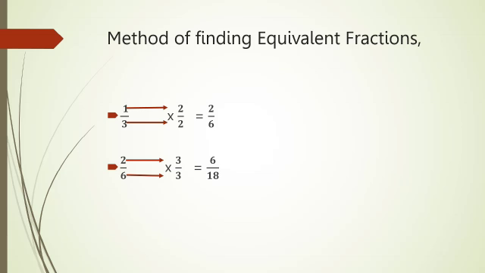Look at the second fraction. Now I am going to find the next equivalent fraction. Take 2 by 6. I am going to find the other equivalent fraction of 2 by 6. Now when we multiply 2 by 3, it will become 6, and when we multiply 6 by 3, it will become 18. So from here we can say that 1 over 3, 2 over 6 and 6 over 18 are all equivalent fractions.